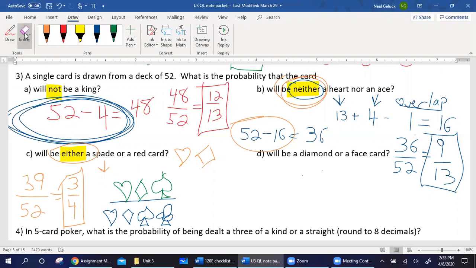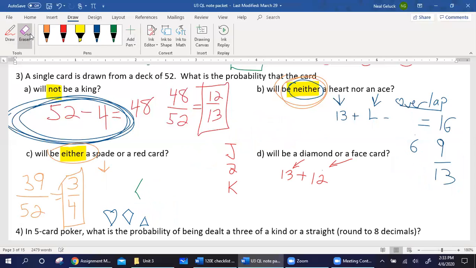On letter D, a diamond or a face card? Well, diamonds, again, there are 13 of those. Face cards, that's the jacks, the queens and the kings. There are 4 of each, so that's 12. But I have to subtract off any overlap. These are not mutually exclusive.